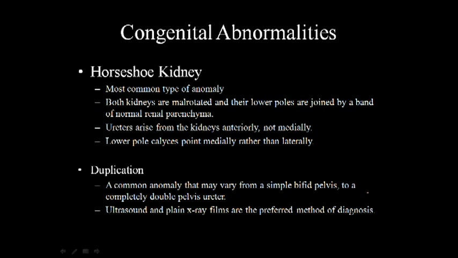Another one is a horseshoe kidney. This is the most common type of anomaly, and I've actually seen one of these as well. And both kidneys are malrotated, and their lower poles are joined by a band of normal renal parenchyma. So the kidneys have an appearance something like this, with an indentation here, looking similar to a horseshoe. Ureters arise from the kidneys anteriorly, not medially.